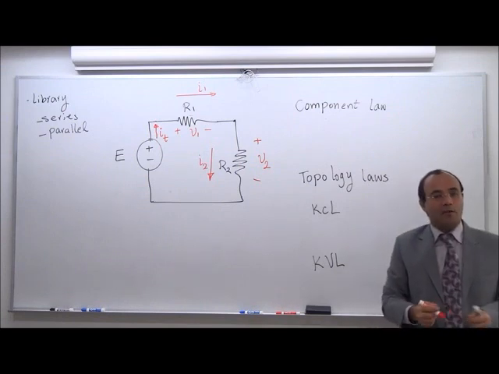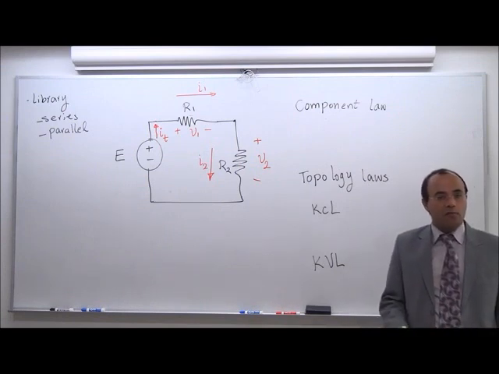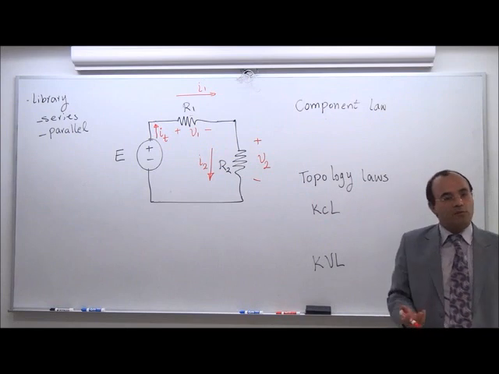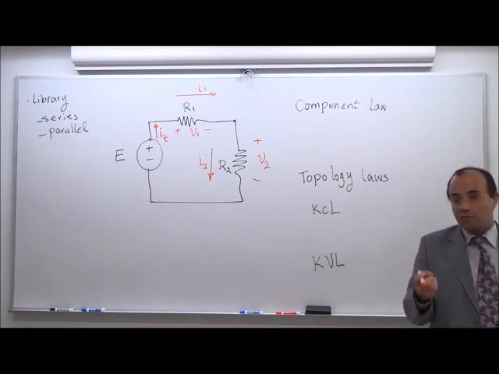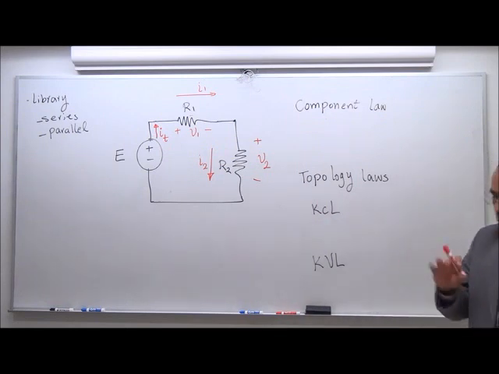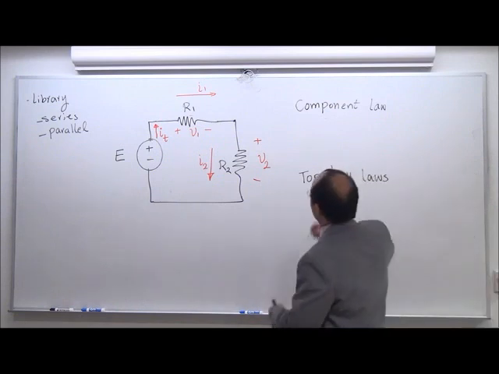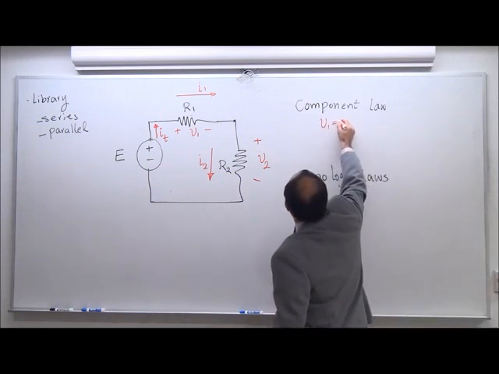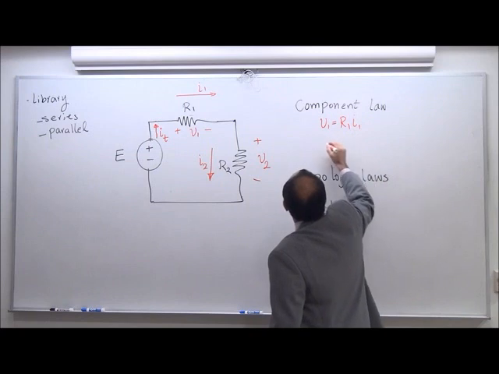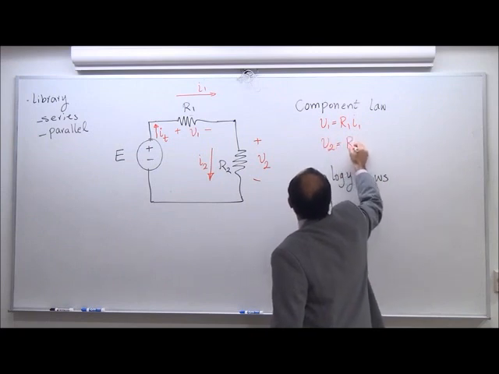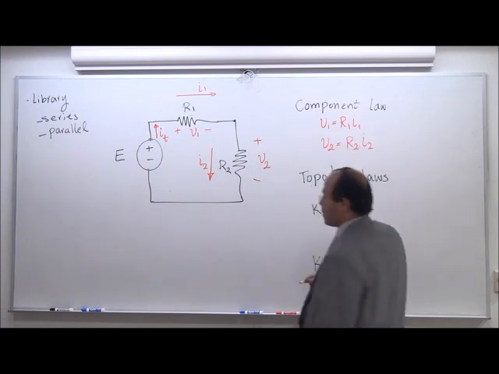How many components are easy to write the laws for? In this case, you have only two resistors. Since you follow the direction properly, Ohm's law, you can write it even with closed eyes. You can say V1 is equal to R1 times I1. V2 is equal to R2 times I2. That's component law.